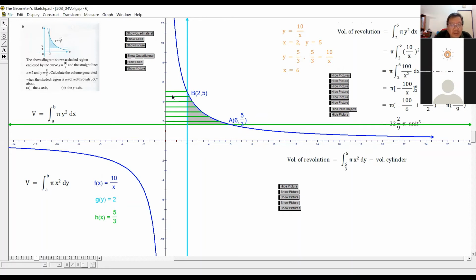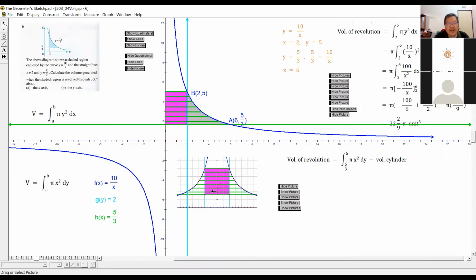However, if you look at the green color here, the green color includes this part here and also the gray color. So we only want the gray color. We don't want this part here, the pink color. So how are we going to do? We must find the volume generated by the green color, subtract the volume generated by the pink color here. And the pink color, when it is rotated about the y-axis, you are also going to get a cylinder. So it's going to be something like this, right? The center part will be a cylinder and the side is what we want. Okay, the side is what we want.